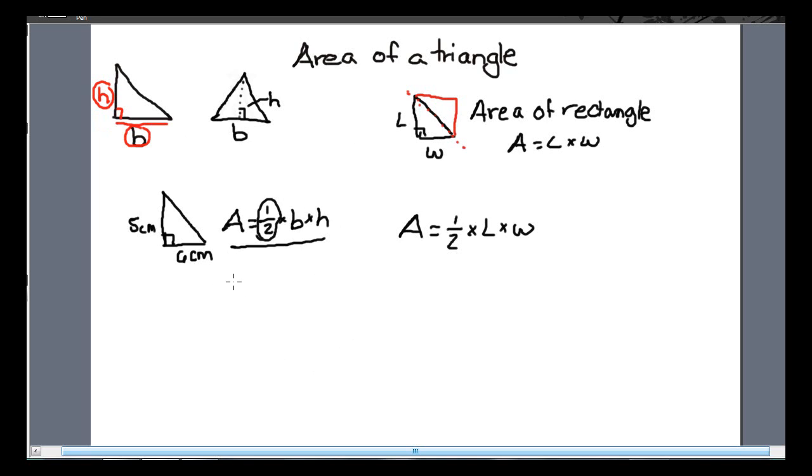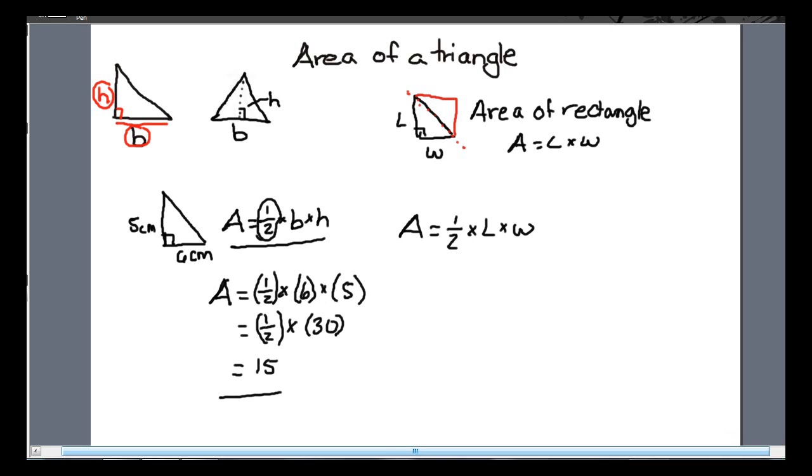So now let's plug in and see what happens. So we go area equals 1/2, which is a half, times the base, which we know is 6, times the height, which we know is 5. So if we have half and we start with multiplying 6 and 5, we get 30. And half of 30 is 15. And that's our final answer.